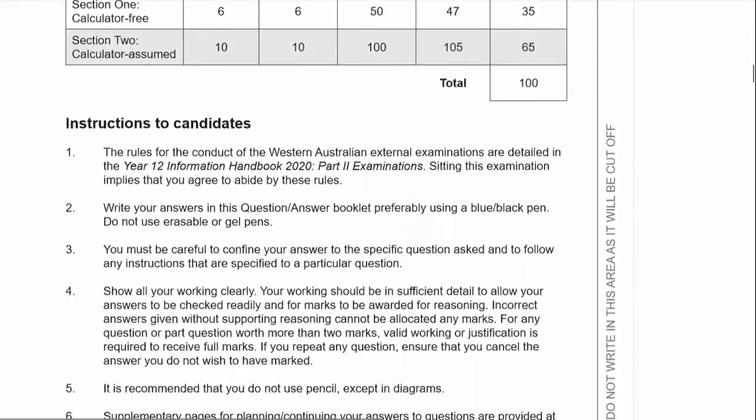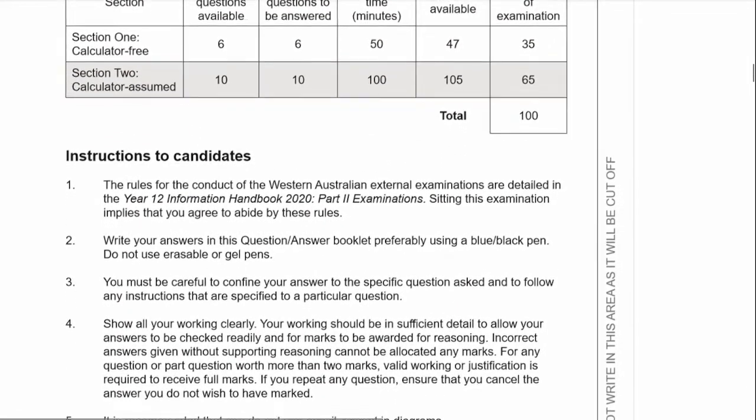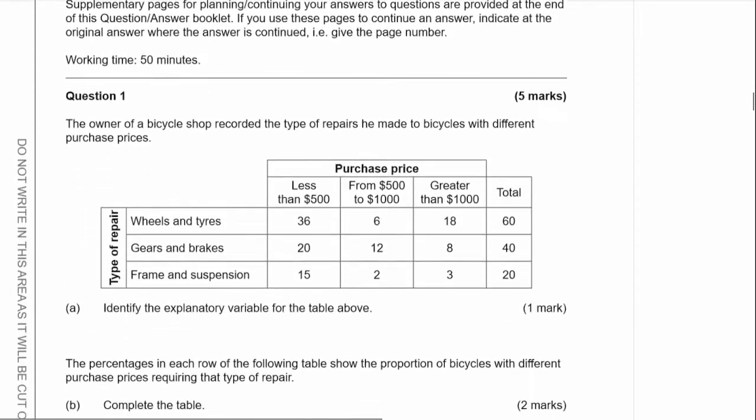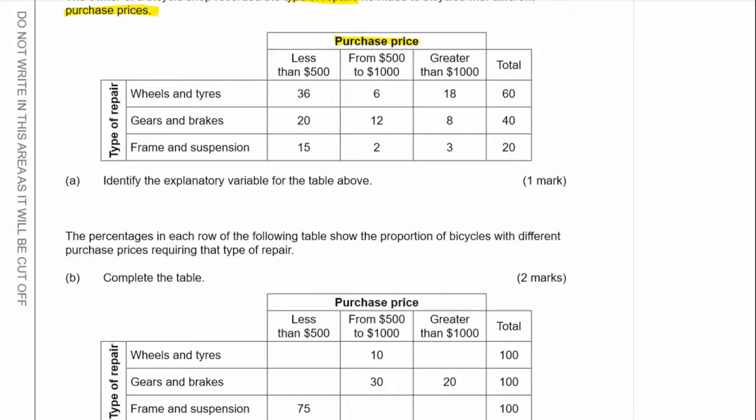Anyway, let's get started. There's only 6 questions in this section of the exam. They don't look too bad. So we'll start off with question 1. The owner of a bicycle shop recorded the type of repairs he made to bicycles with different purchase prices. So what we've got at the top there is the purchase price, and on the left-hand side, we've got the type of repairs depending on the purchase price.